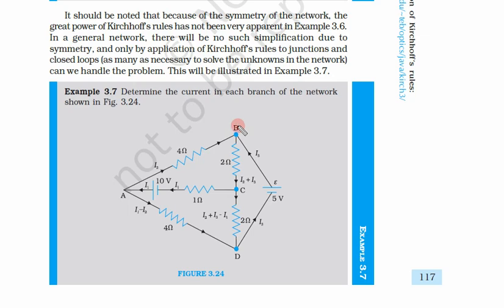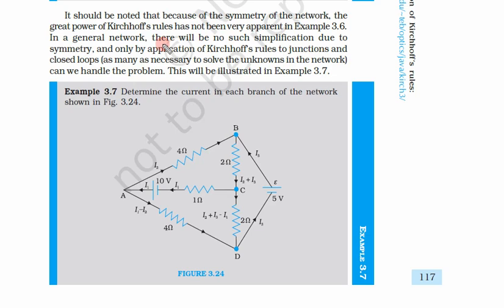The last example had so much symmetry and all the resistances were 1 ohm, but many times all the resistances are not 1 ohm. So it is written here, it should be noted that because of the symmetry of the network, the great power of Kirchhoff's rules has not been very apparent. That means that was not visible in the last example.